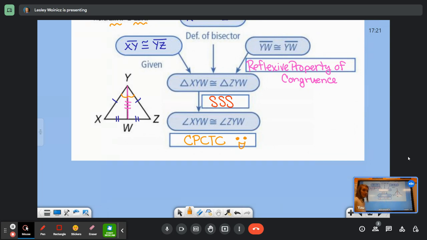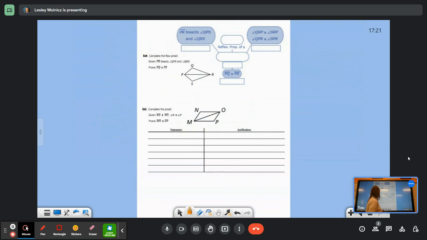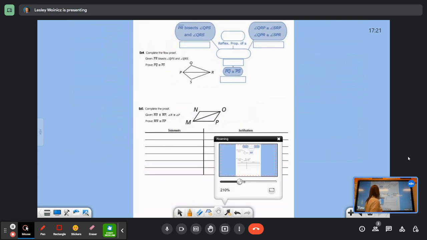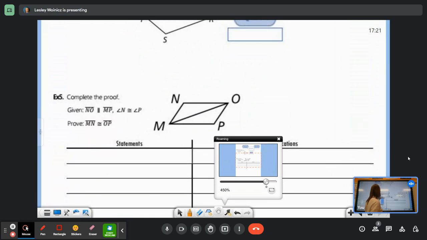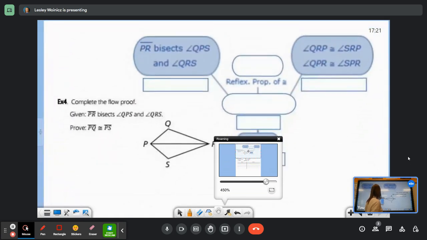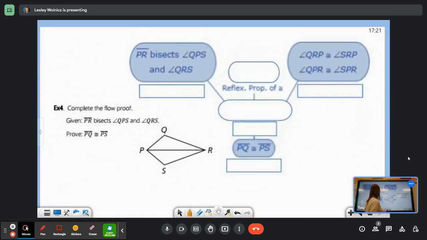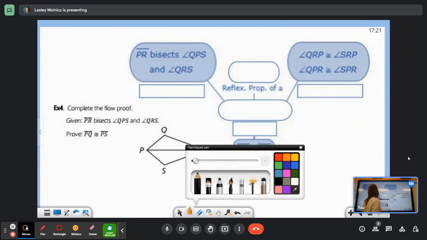The smiley face is optional. That wasn't one of Euclid's things he did. All right, we've got two more to do, and then we are done with these notes. This is our last set of notes for Unit 3, and we're just going to review.